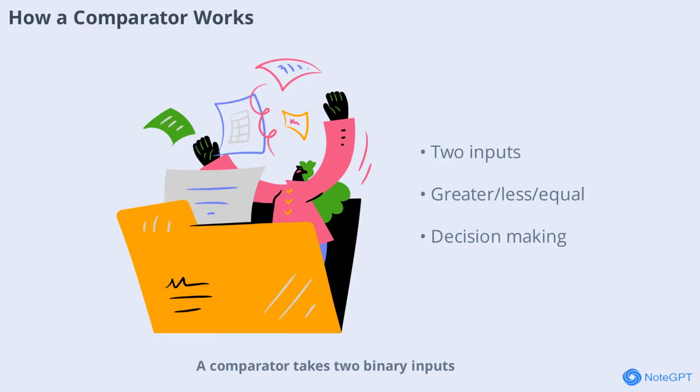A comparator takes two binary inputs and produces outputs that indicate their relationship. For example, a 2-bit comparator can determine if one input is greater than, less than, or equal to the other. Comparators are used in sorting, decision-making, and control systems across digital electronics.